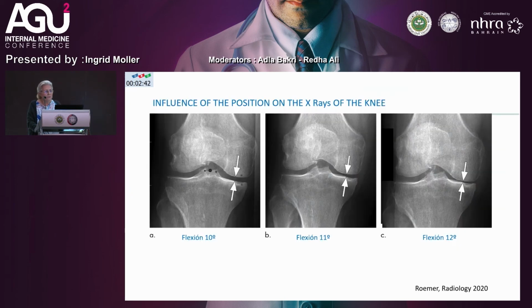Here, just to show you, I think these are fantastic images coming from Roemer, published two years ago. This is the same patient in different positions of the knee joint, and you can see how this patient is having a really huge osteoarthritis just by changing the position. So that makes us think about the real value of X-rays in osteoarthritis.